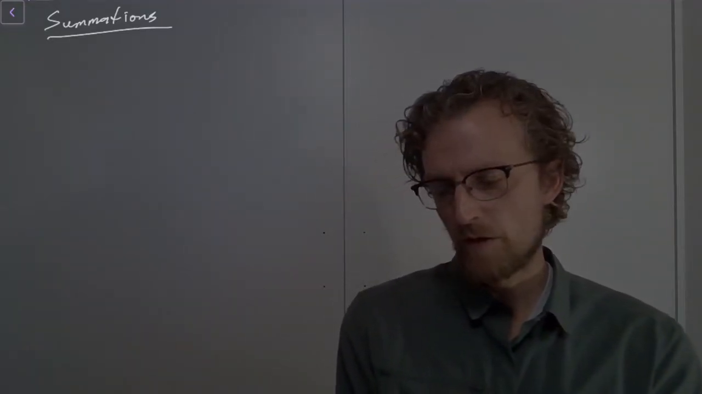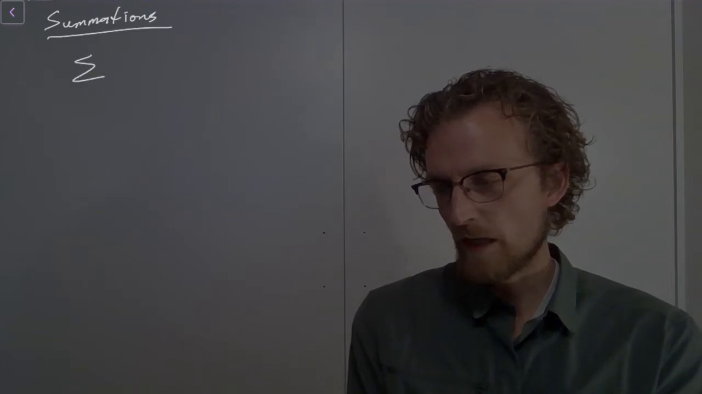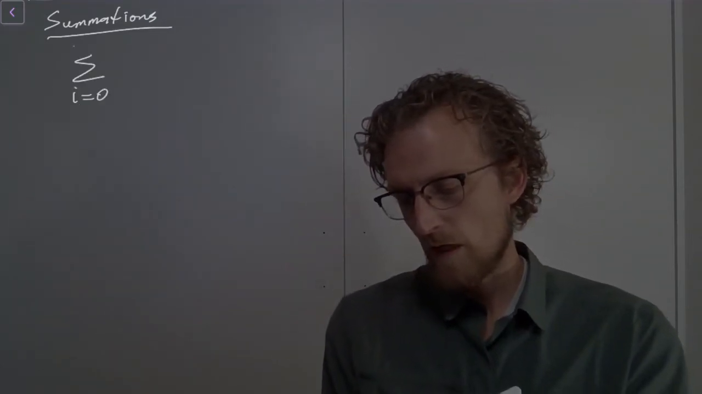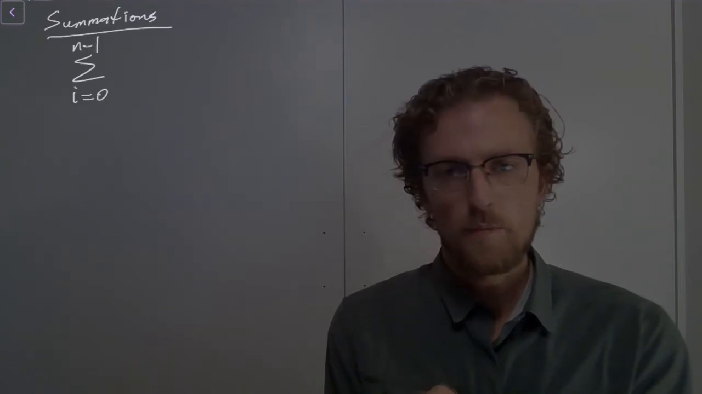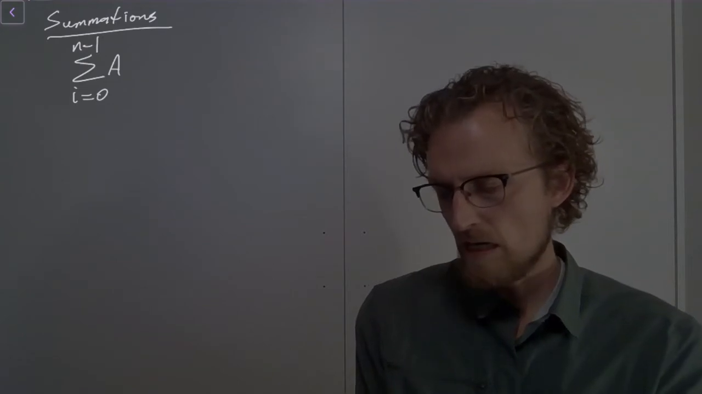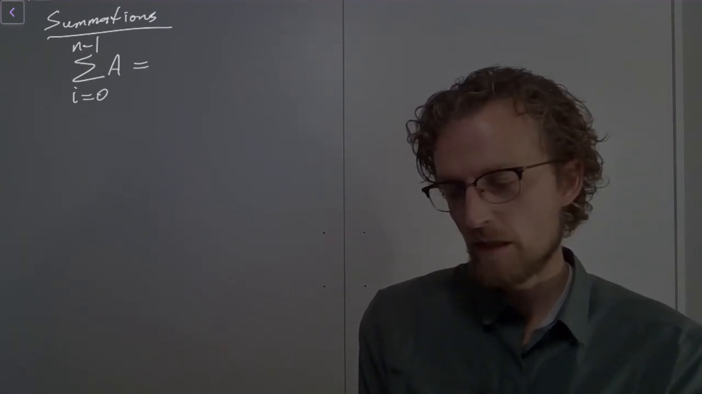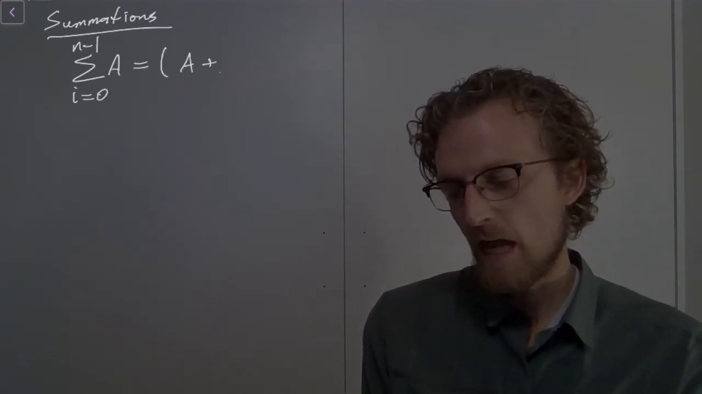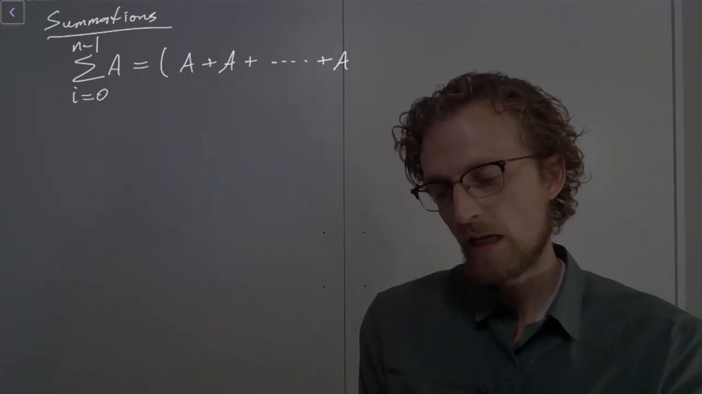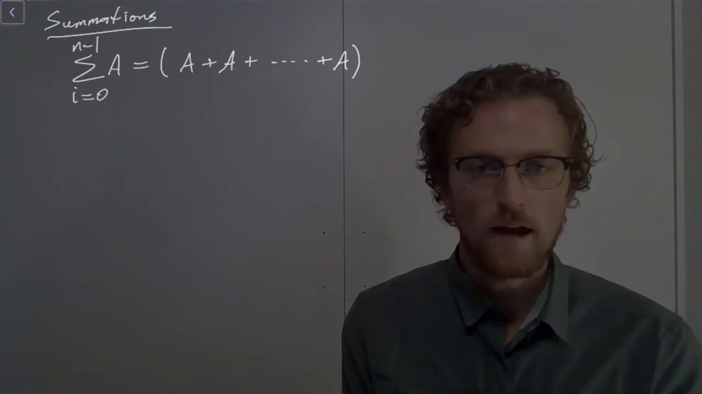All right, so what am I talking about? I'm talking about this big sigma notation. So if I write something like this, let's say i equals 0 to n minus 1, and then I put something on the inside of this, say a number a. What does this mean? Well, this literally means a, and then a bunch more a's, plus a, all added together, right?